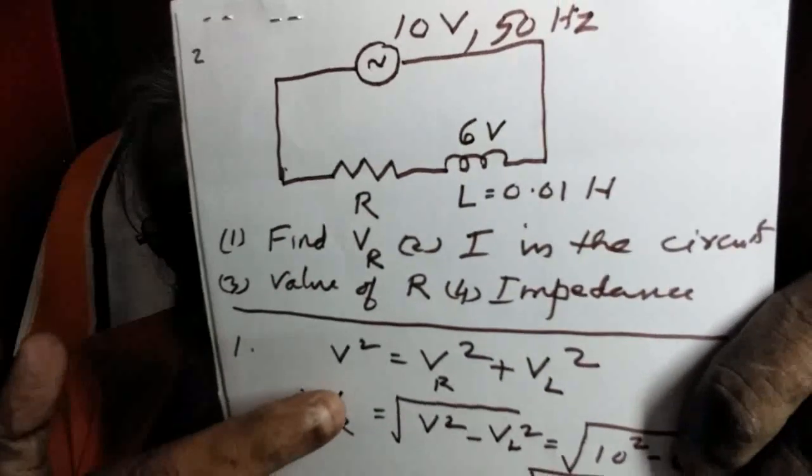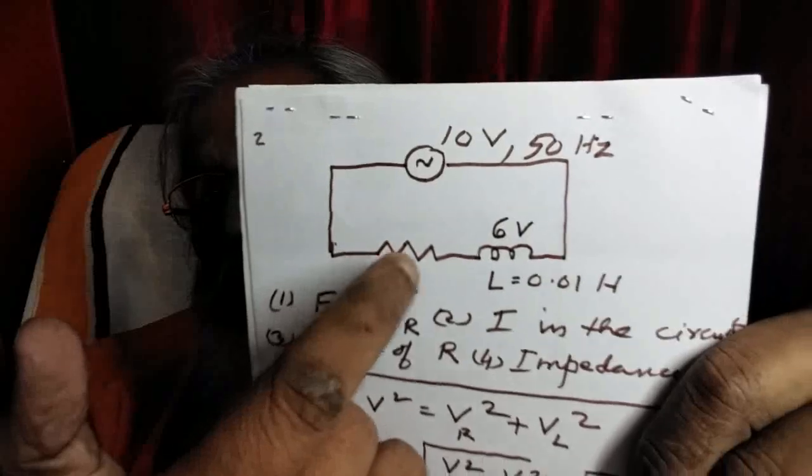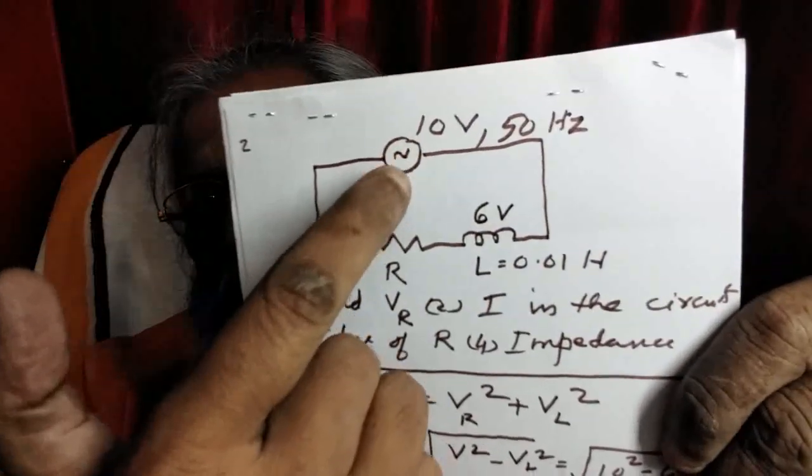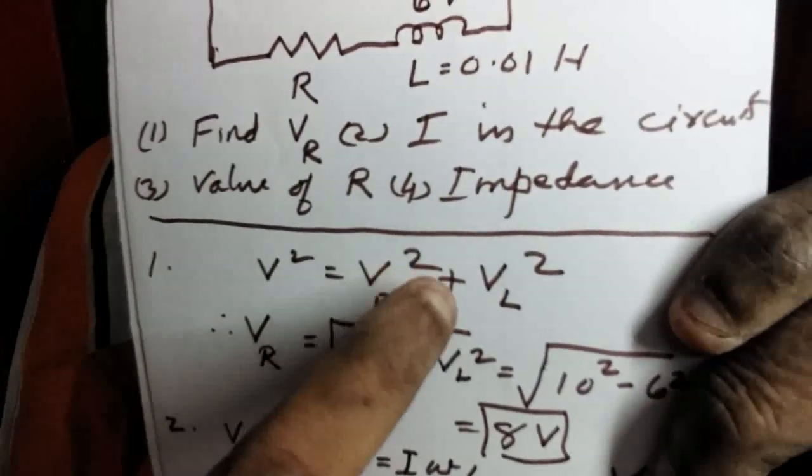Remember that summation of voltage in AC circuits is quite different from that in DC. In DC, you can just add the component voltages to get the total voltage. But in AC, you have to use the parallelogram law. Here VR, VL, this is V. Then V square equals VR square plus VL square. I have taken it in an earlier class.